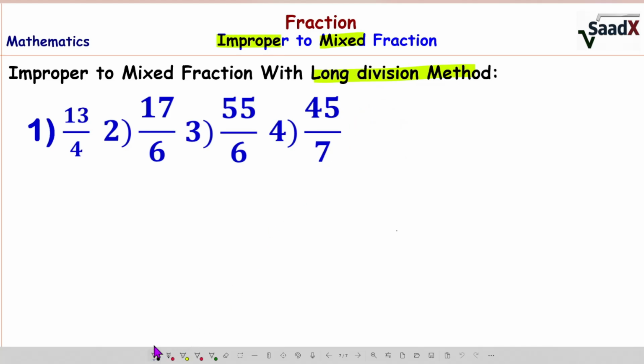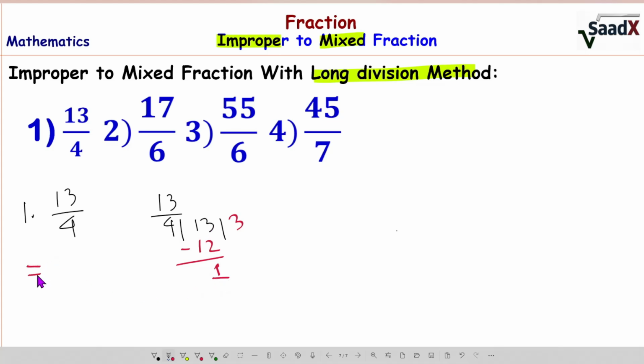Let's start. Number 1, 13 by 4. Here we have to divide 13 by 4. How? Look, 4 times 3 is 12, right? Once we subtract 12 from 13, it will be 1.